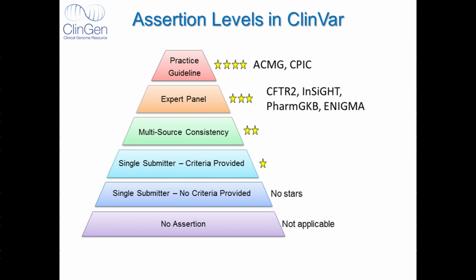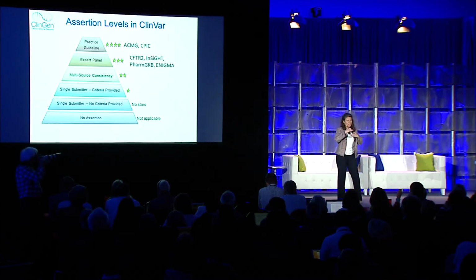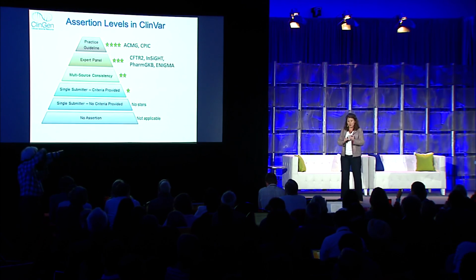They get 3 stars. And then dropping down to the single star, we now are implementing a new system to differentiate single submitters from those who provide their criteria, attest to a complete, thorough review of evidence. They get 1 star, and their criteria are linked on the website. This will be in June when we launch this. The rest get no stars.